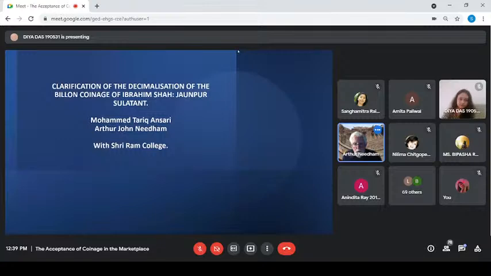Now, something weird happened only 2 or 3 weeks ago. My co-researcher, Tariq, showed me a picture of a coin. And we're working on Jaunpur Sultanate, and it's our next book, quite revolutionary. It proves a number of our theories, and it shows some wonderful imagery by Tariq in the overlay system. A clarification of the decimalization of billon coinage of Ibrahim Shah, Jaunpur Sultanate. And I'm doing some work with Sriram College. So that's where the work is proceeding. Next slide, please.